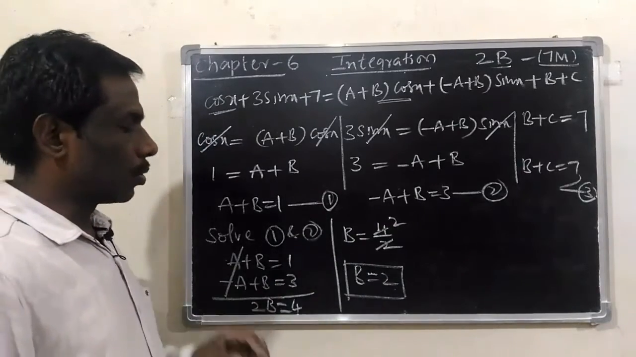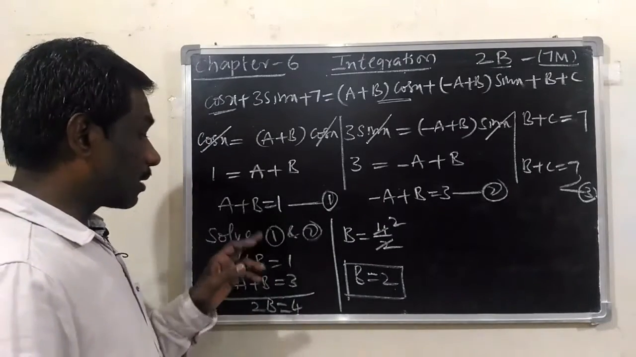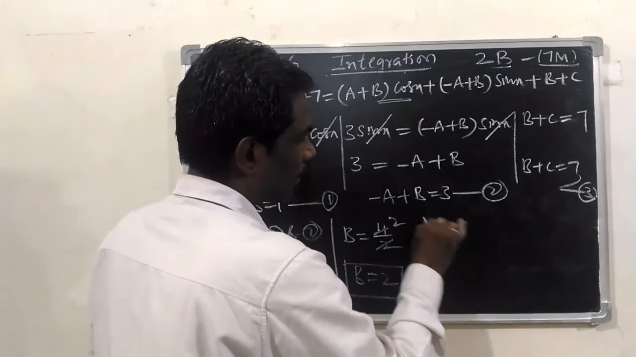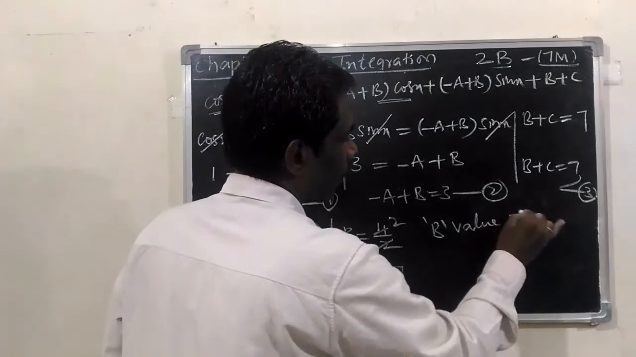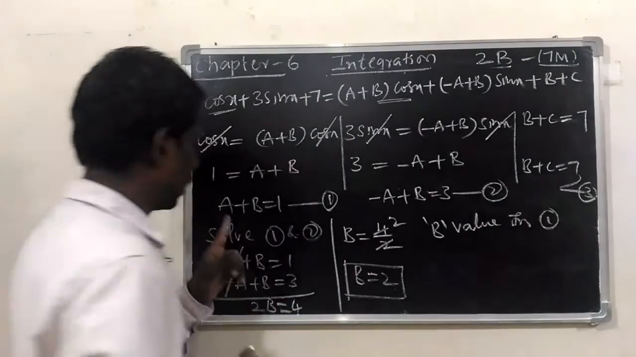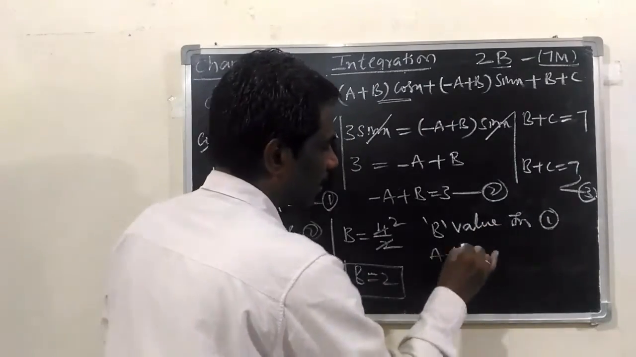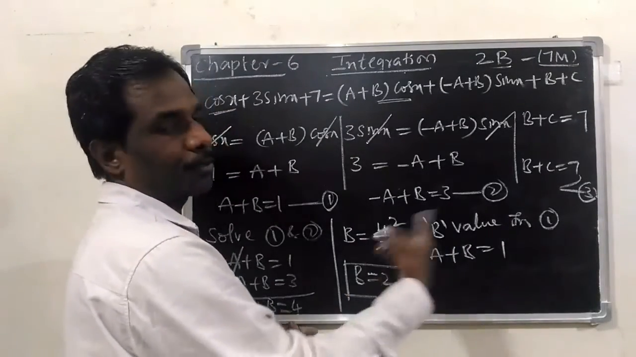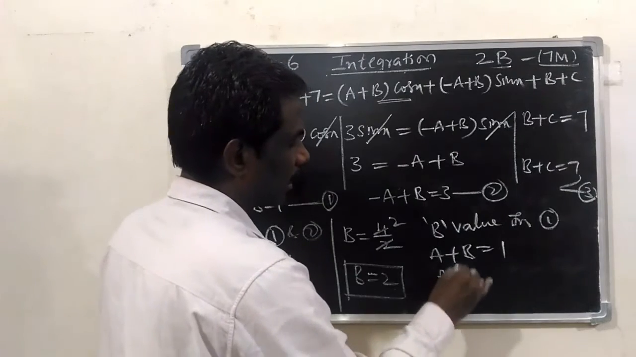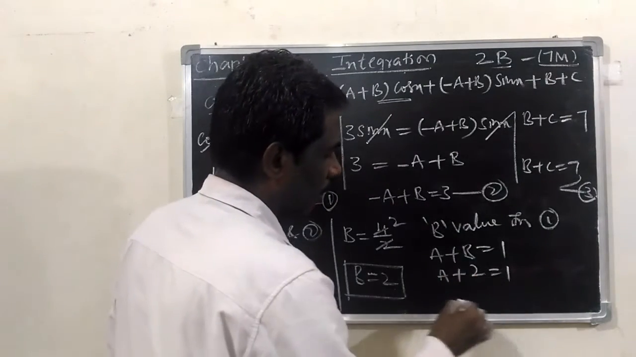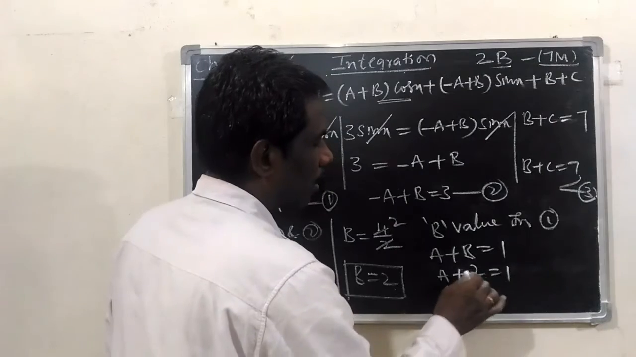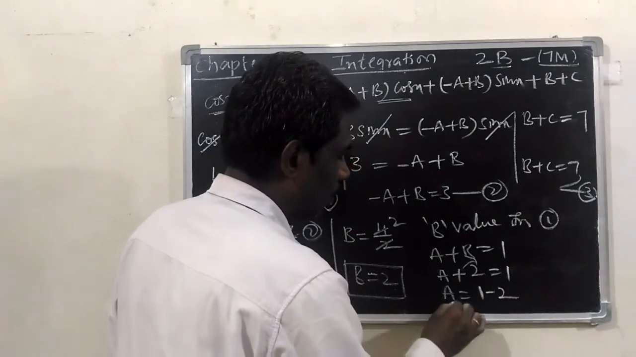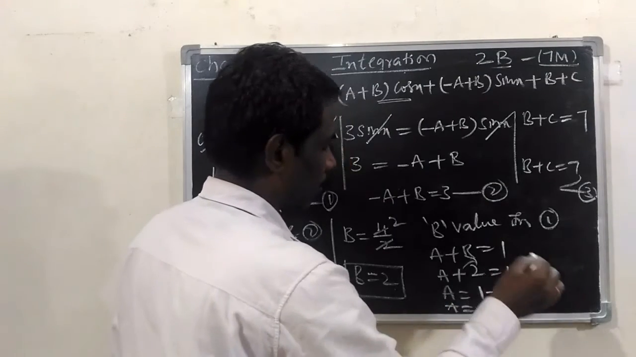After we got the b value, this b value can be substituted in equation 1 or 2. I am substituting this b value in 1. What is 1? 1 is a plus b is equal to 1. In place of b, substitute 2. Write a as it is. b is 2, equal to 1. Then a is equal to 1 plus 2 transferred to the right side, that becomes minus 2. Then a is equal to minus 1.